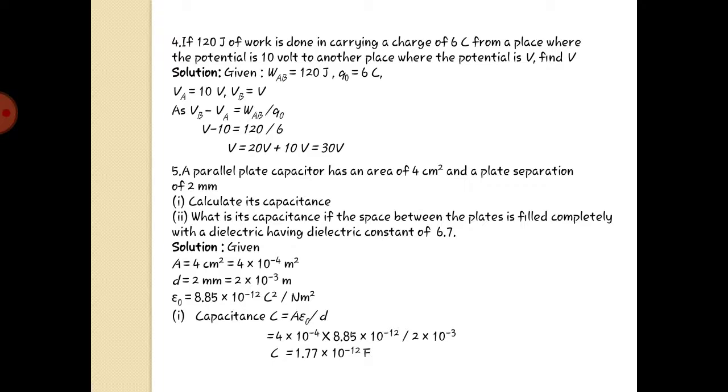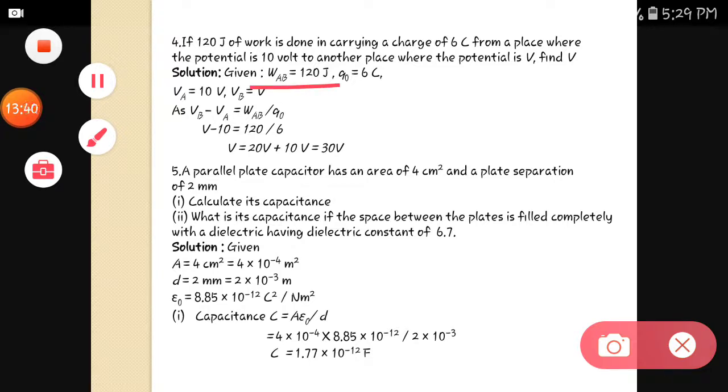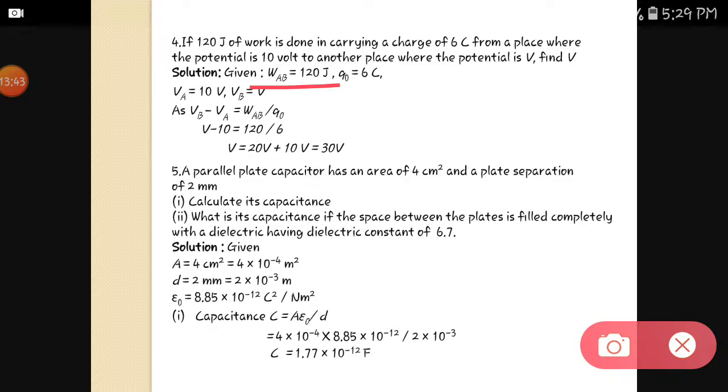If 120 joule of work is done in carrying a charge of 6 coulomb, a charge is there whose value is 6 coulomb, and we are going to carry the charge to some place, 120 joule of work has to be done. So what is given over here? Given things are W, how much amount of work is done? 120 joule of work is done. What is Q? Q is nothing but 6 coulomb. No need to convert.